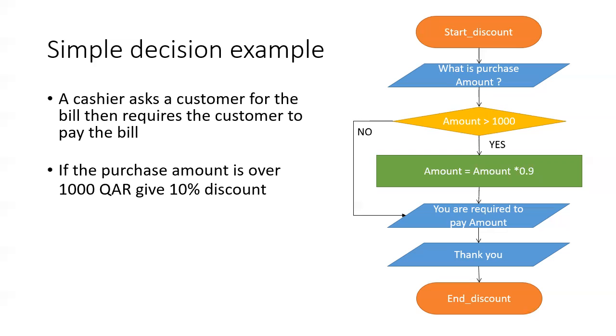Yes. So if it is more than 1,000, we get to implement this little process, which is going to give the discount. Because you can see what's going to happen is the amount is going to be reduced by 10%, or it's going to be multiplied by 9%. But however, if it's no, then we skip that.